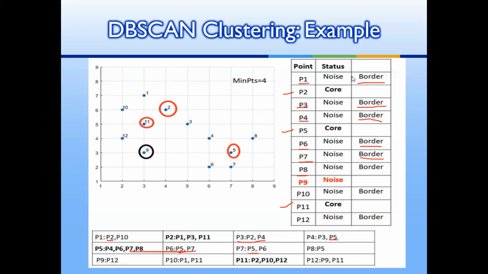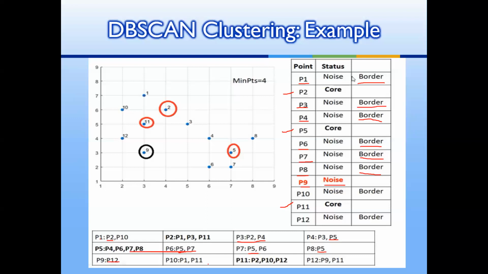Then check for the P8. P8 has only a single point, P5, right? So P5 is a core point. So definitely my P8 is also the border point. Now check for the P9. My P9 only includes one single point, which is the P12. Now check whether P12 is a core point. No, P12 is not the core point, and that's why my P9 is the noise point here. I hope students you are clear with this, because P9's neighbor is only one point, P12, which is not the core point, and that's why my P9 is the noise point here.